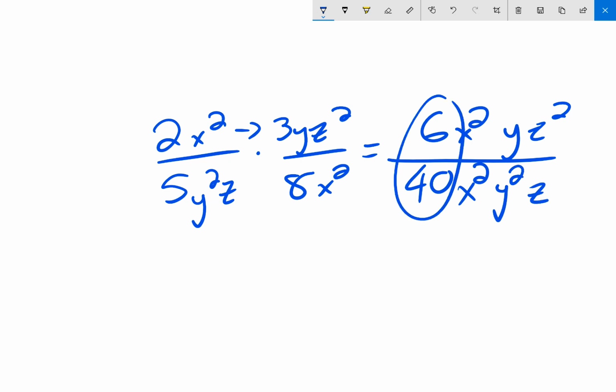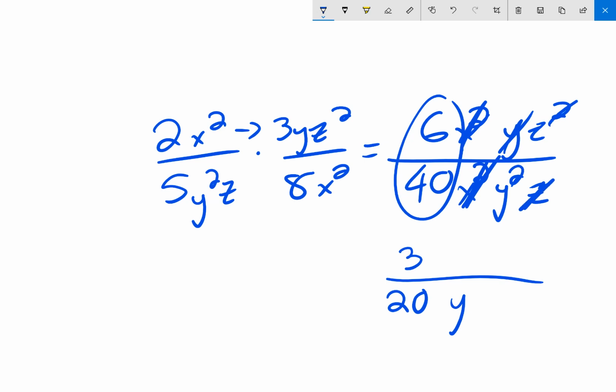So 6 over 40, that's going to reduce to 1. Wait. No. I guess I can divide them both by 2. So that'd be 3 over 20. I thought there's more I can do than that, but I can't. 3 over 20. These x's are going to straight up cancel. I'll have this y cancel with 1 from down there, so I'll have 1y at the bottom, and then this z will cancel with 1 z from up there, so it'll leave a z on top. So there will be your answer.